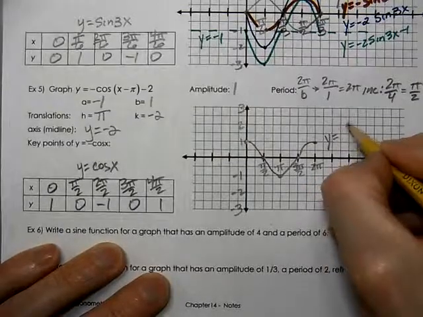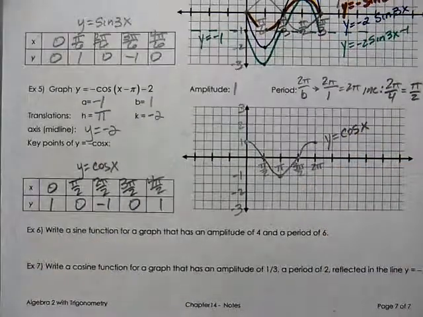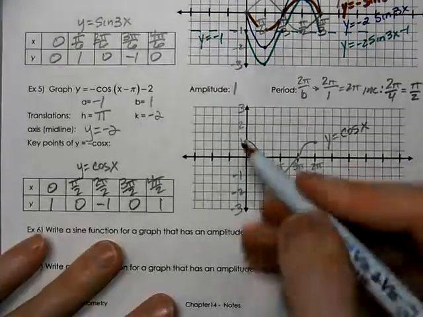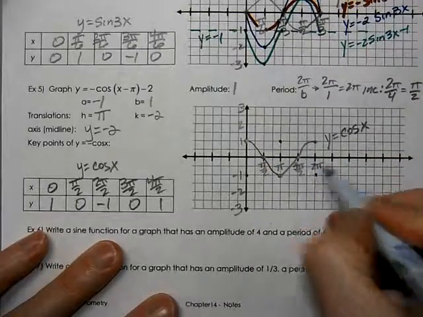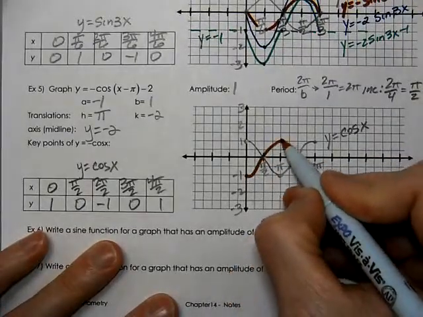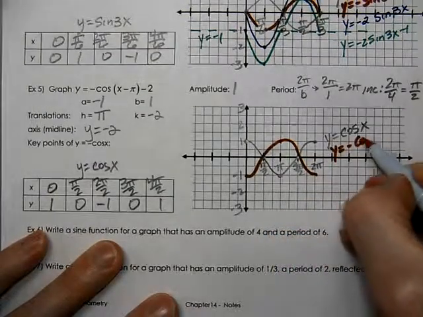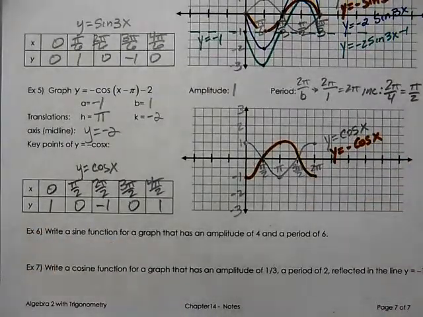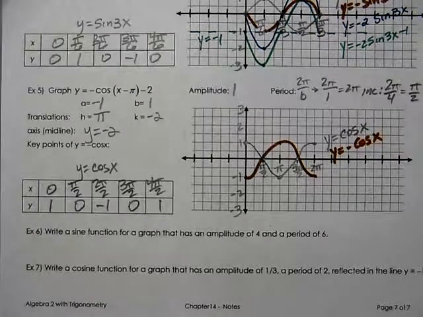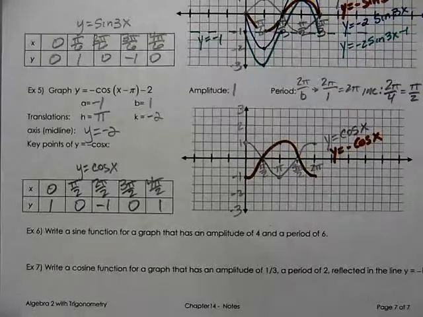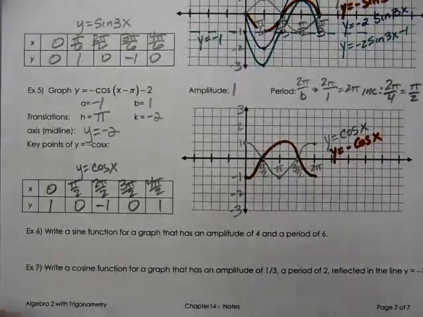So y equals cosine of x. Then we'll have a reflection to get y equals negative cosine of x. We'd have a stretch if possible, but in this case we don't have a stretch. We're just going to translate it. So our translation is going to be pi to the right and 2 down.